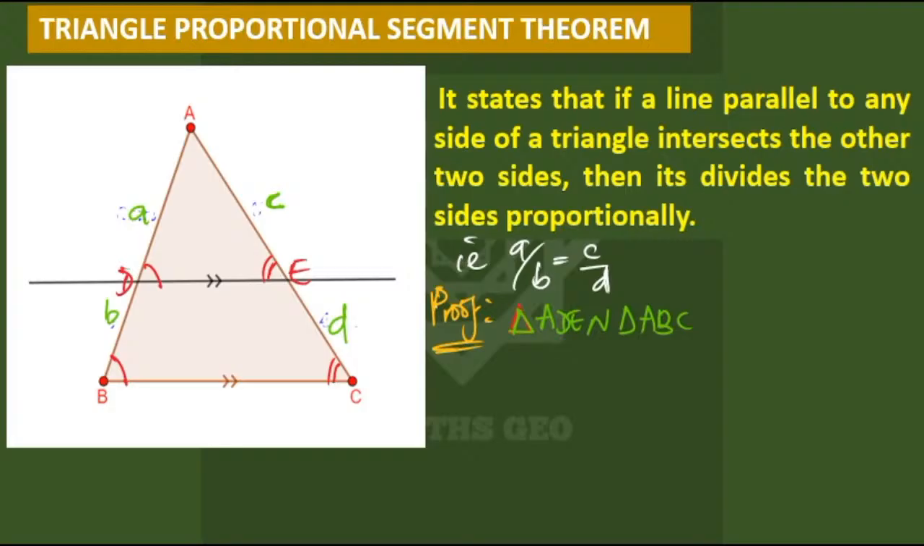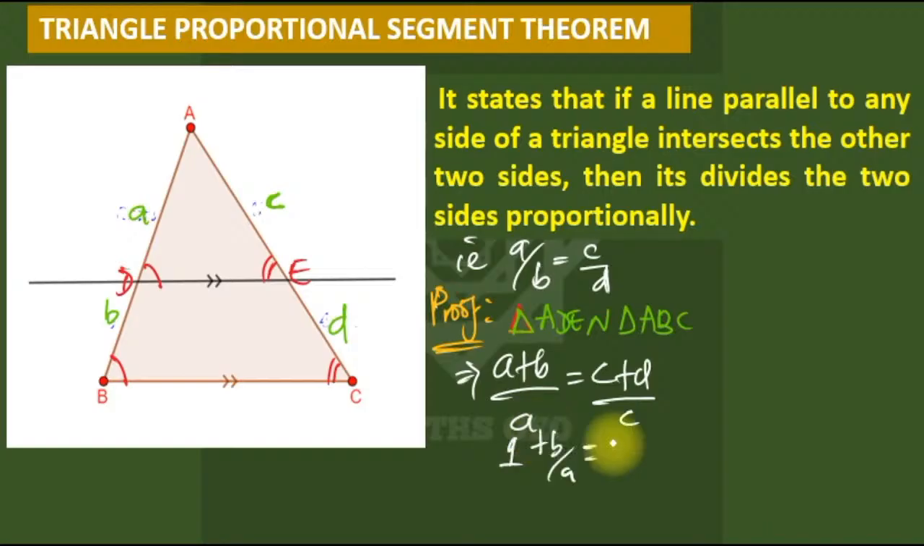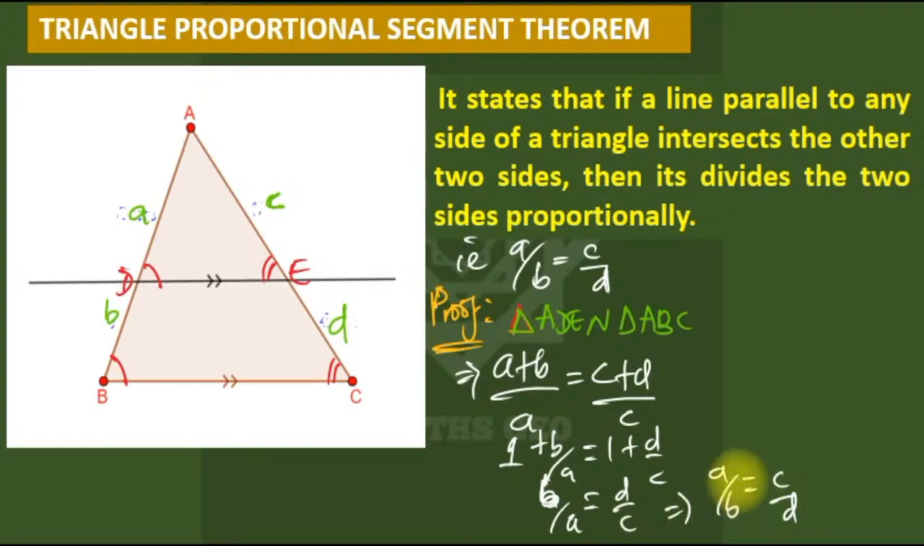So we see that A, that's this big length, A plus B over A will be equal to C plus D over C. And A over A is 1, plus B over A, and this is 1 plus D over C. So taking 1 off, we have B over A equals D over C, which is the same as A over B equals C over D. So we've proved that. So let's solve this question.